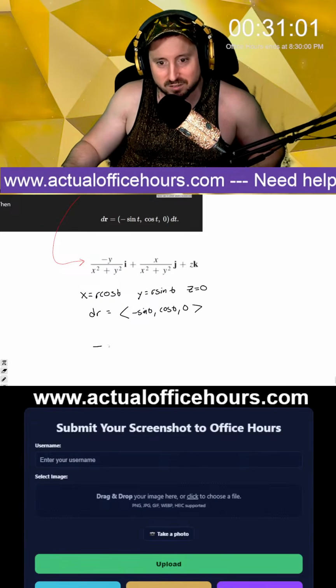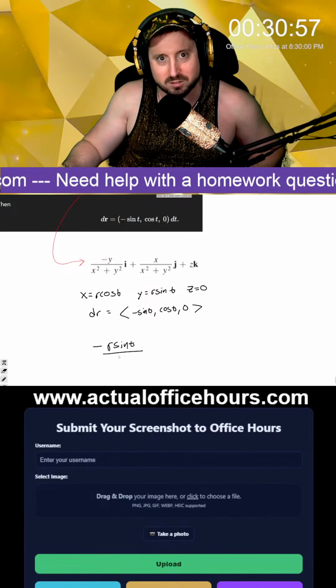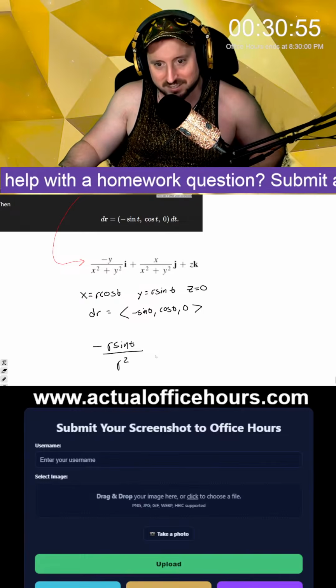Okay. Negative r sine t, and then this is cool. X squared plus y squared is equal to r squared. Yeah, the Rumble chat.